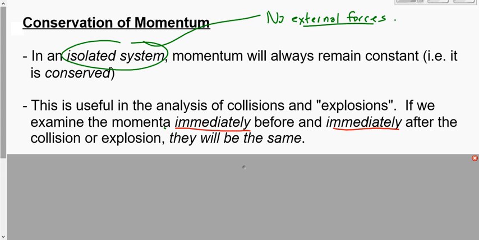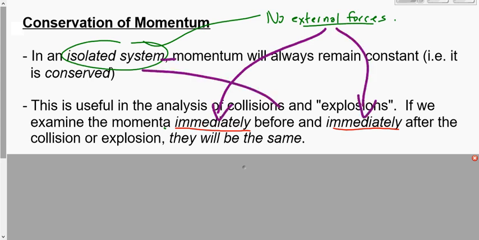The easiest way to do that is to look at the collision or explosion just before and just after, before these inevitable external forces have a chance to do anything. Is friction going to slow down these cars after they collide? Of course it is. So let's look at it just after the collision, before friction has had a chance to do anything. Does that make sense? Just before, just after, immediately before, immediately after, so that we have an isolated system.